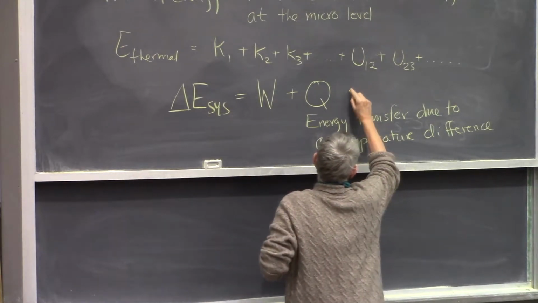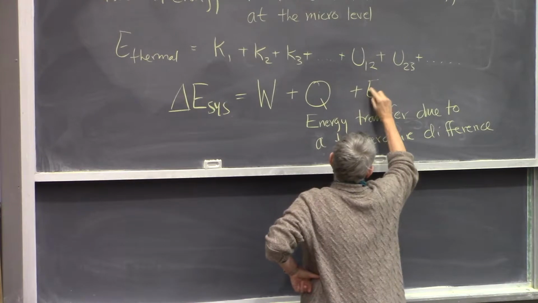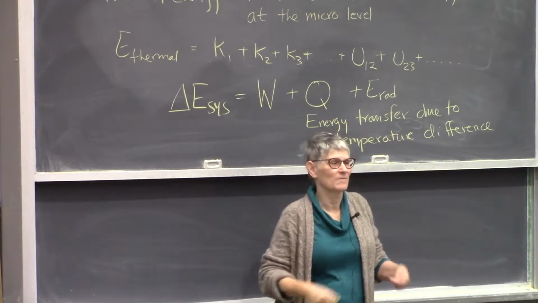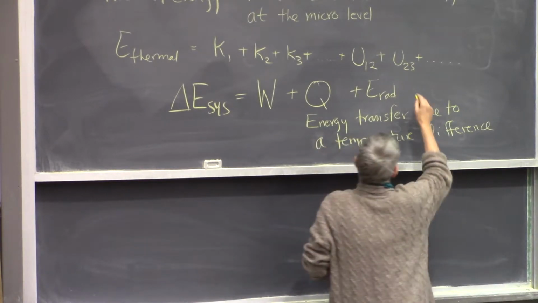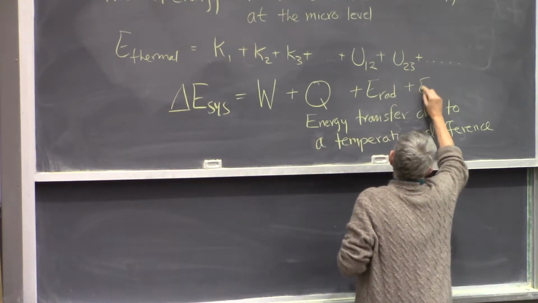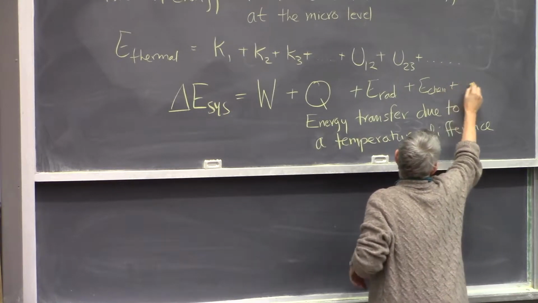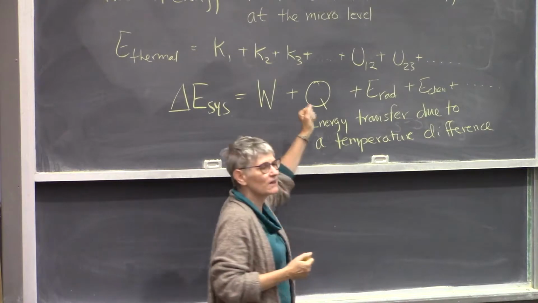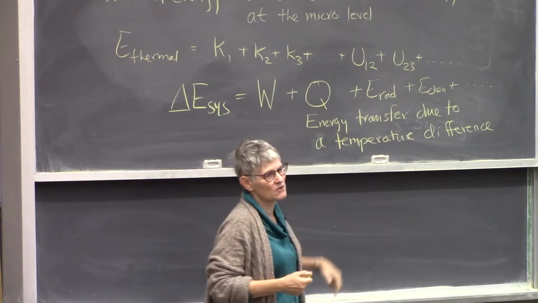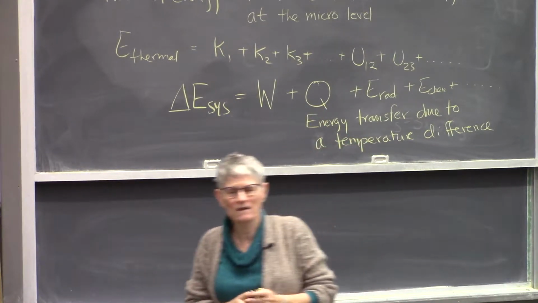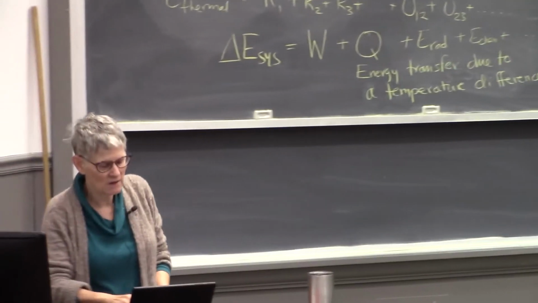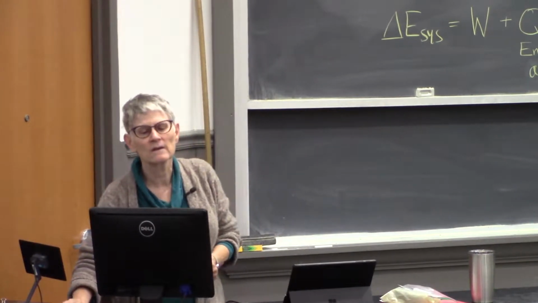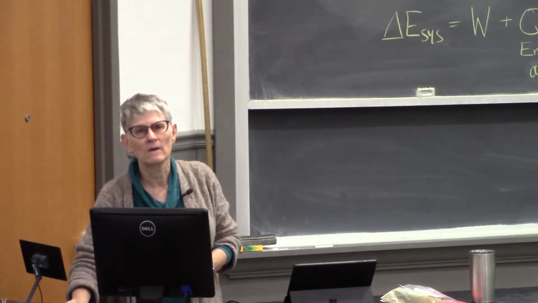And we've mentioned some other things. We have energy due to absorbing electromagnetic radiation. We could add chemical energy into the system. We could add lots of things. So basically lots of inputs, but today we're going to focus on energy transfer into a system due to a temperature difference.